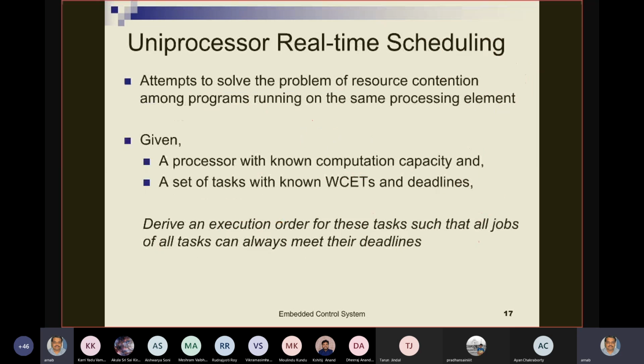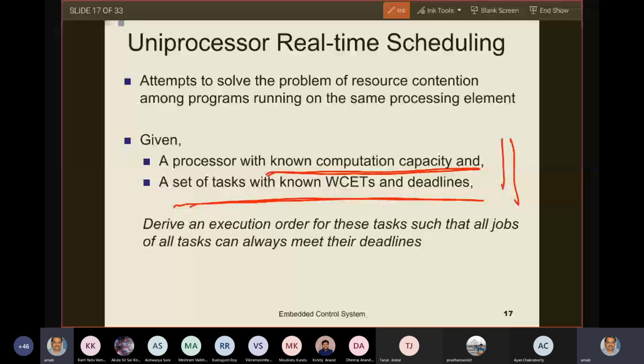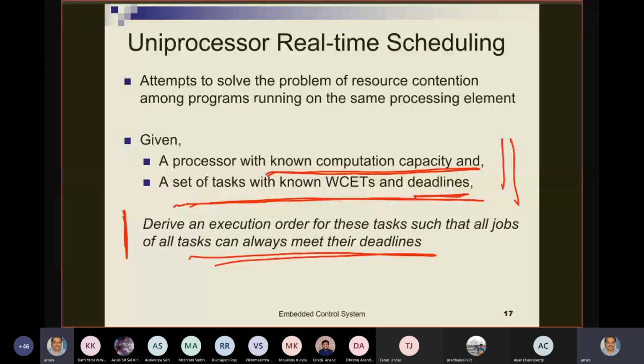So what does uniprocessor scheduling try to do? It attempts to solve the problem of resource contention among programs running on the same processing element. As input for the scheduling problem, we are given a processor with known computation capacity, and a set of tasks whose worst case execution times and periods are known, with deadlines equal to periods because they are periodic tasks. And what is the output that you want? Derive an execution order of these tasks such that all jobs of all tasks can always meet their deadlines. Always meet their deadlines. This is important.